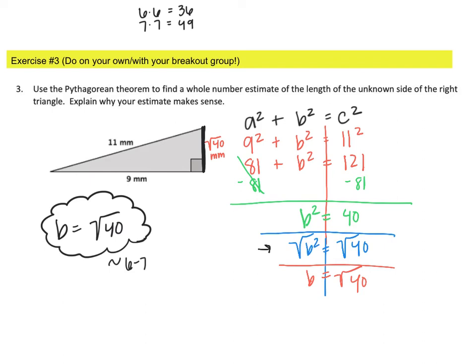I got b squared equals 40, so I took the square root of both sides. Over here, the square root canceled the square, and I was just left with b. Over here, I could not find a perfect square for 40, so I know that 6 times 6 is 36, 7 times 7 is 49, so it's going to be in between these two numbers. So my answer I just left as the square root of 40, and then I put off to the side around 6 to 7. Okay, check your work before we move into our closure and exit ticket.